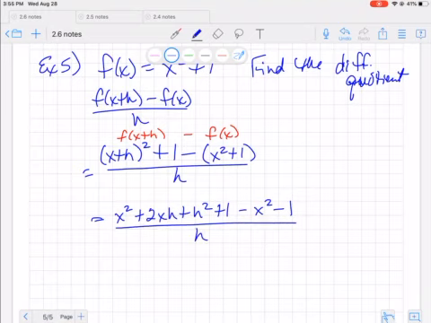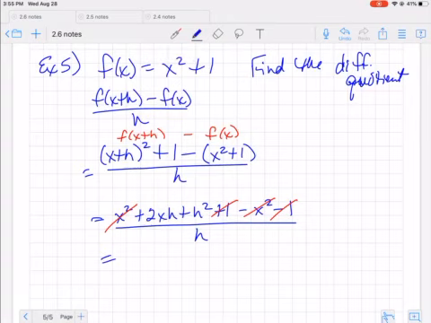This will always happen. Look, you can always get rid of that h, and you do that by simplifying this numerator. Negative x squared, positive x squared. Negative 1, positive 1. There's always going to be something that you can simplify and break down to be looking at. Now I have a 2xh plus h squared, all over h.